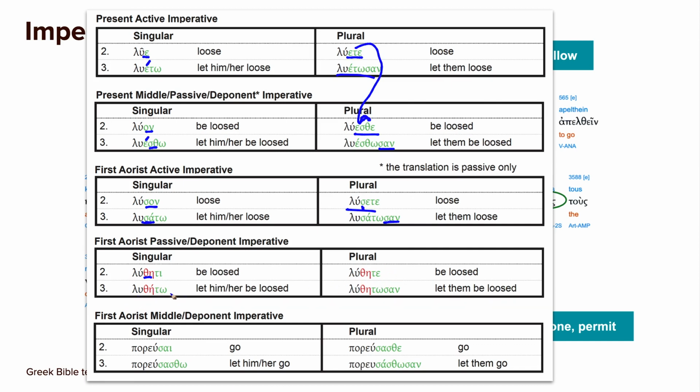And then lutheto. Notice we still have this toe, but we have the theta. Lutheto instead of lueto, lutheto. So be loosed. And we've talked a little bit before about how this theta often indicates passive. So let him or her be loosed. You're talking to maybe your soldier, a centurion talking to a soldier about the prisoner, loose him. That would be lutheto. And if they're talking about multiple prisoners that should be loosed, you would say luthetosan. And again, if you know lutheto, you just add san.